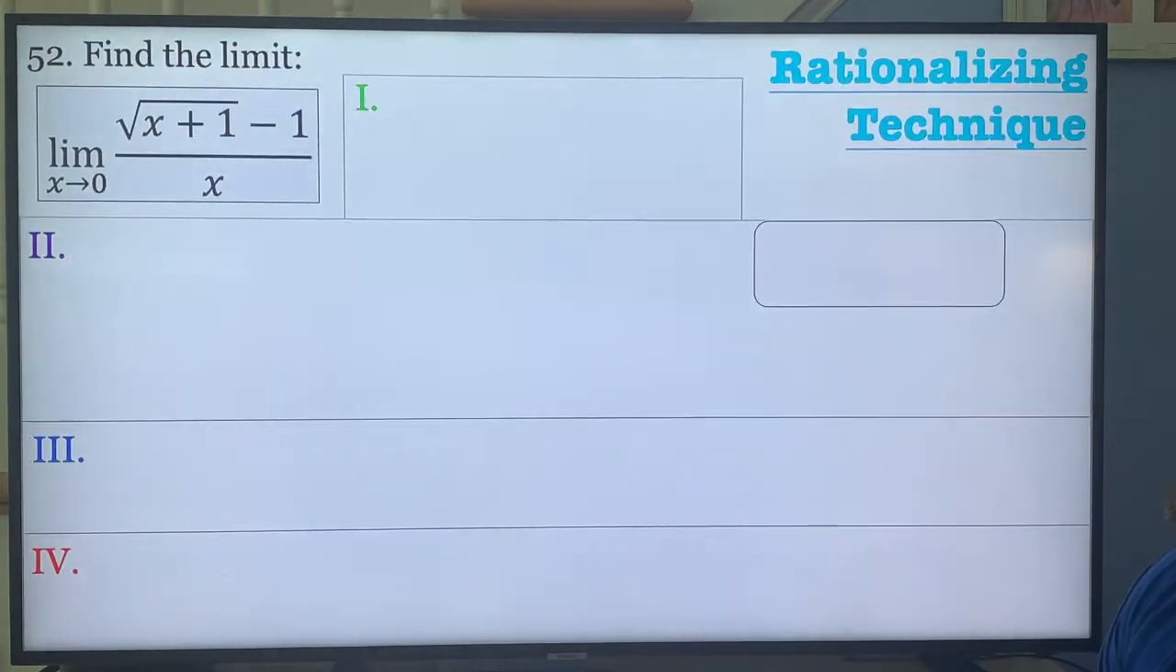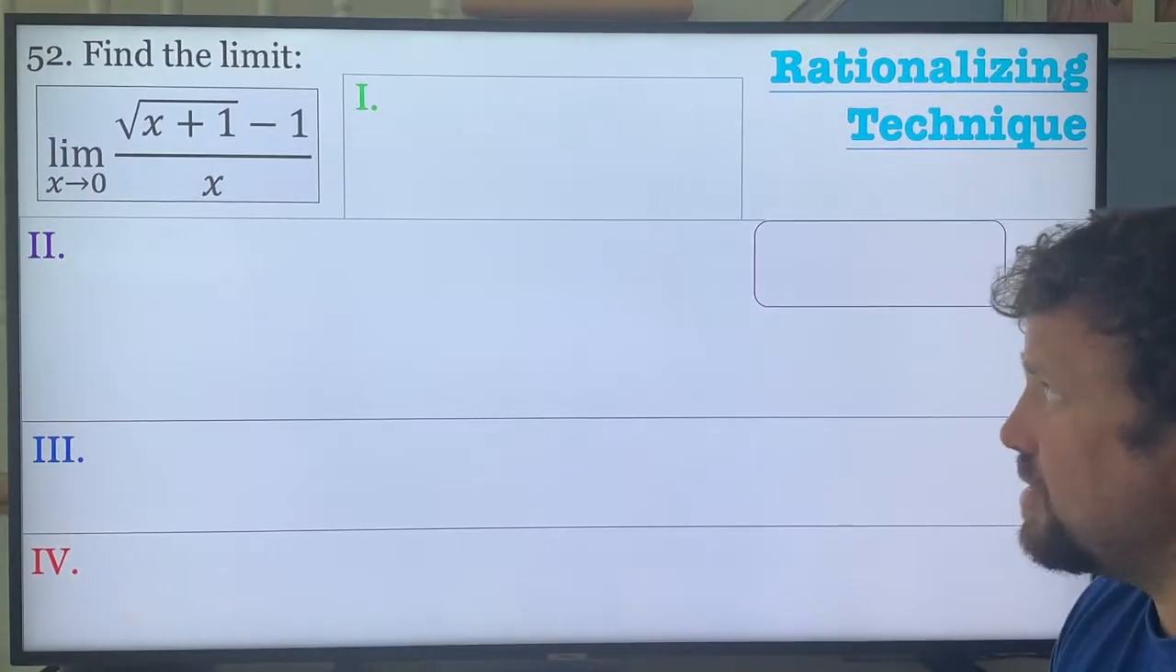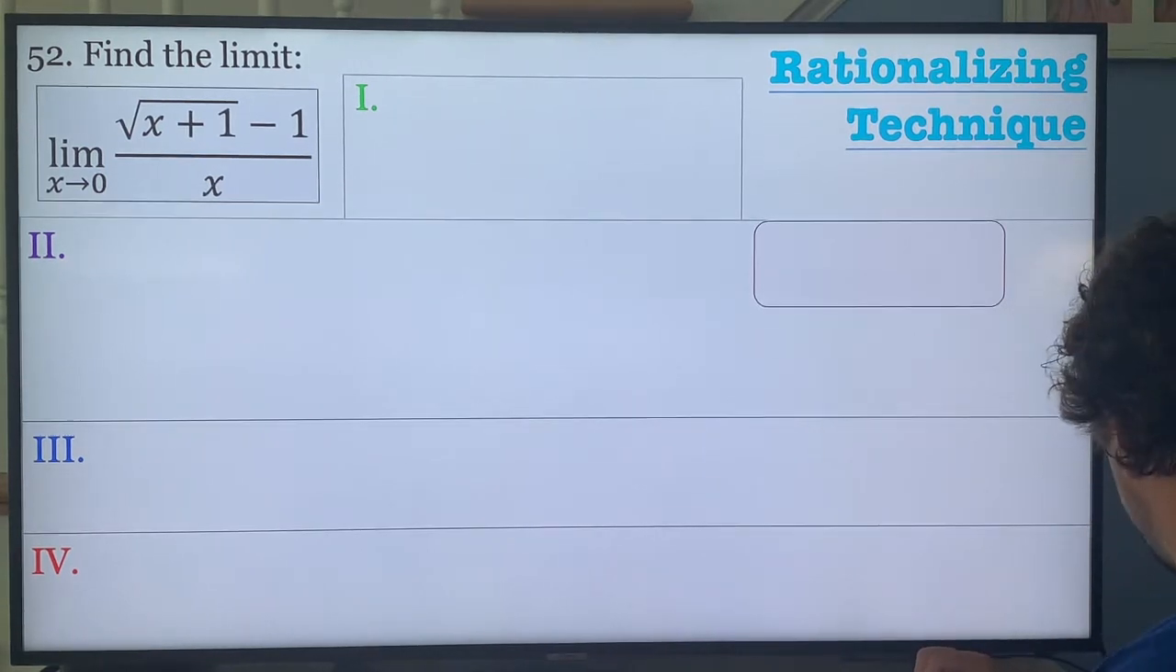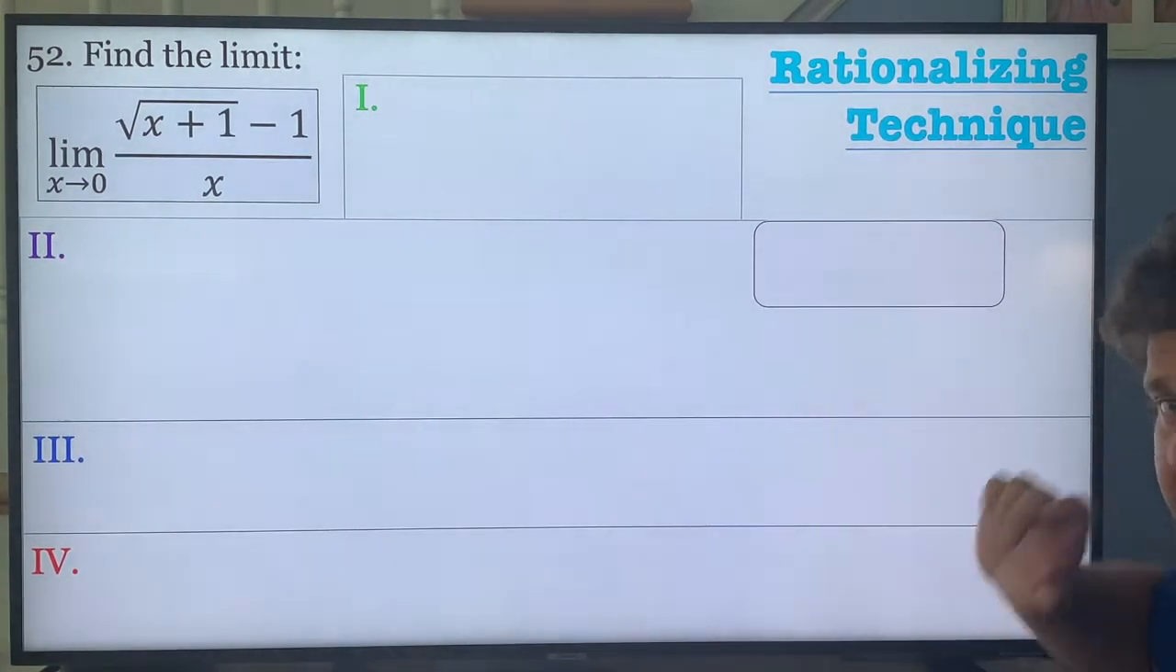All right. Anyway, so now what we're going to do is we're going to do our rationalizing technique. This stuff is a little more difficult. This stuff is going to get a little more crazy.